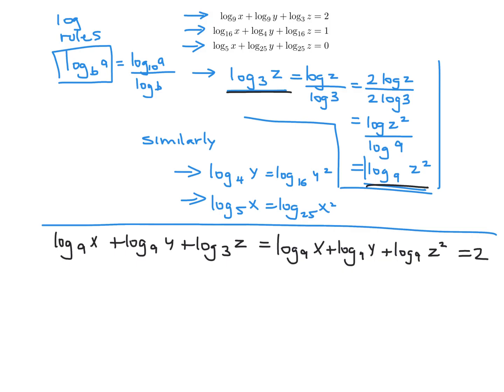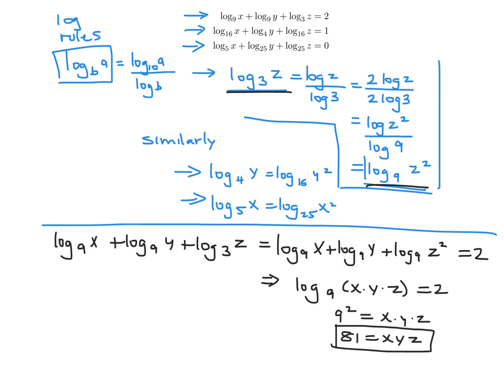Okay, so that's really good, because now that we got it all in terms of one base, we can combine them using the log rule again. And that log rule is that if the same base, we can just multiply them x times y times z, and that equals 2. So you see how it all worked out really nicely. And now the basic log rule, 9 to the power of 2, would be x times y times z. So x times y times z is 81. So that's my first finding. And that's very good. We'll call that equation 1.